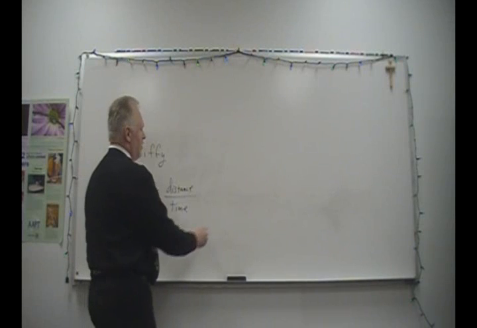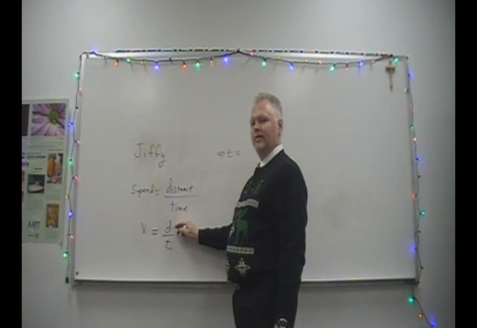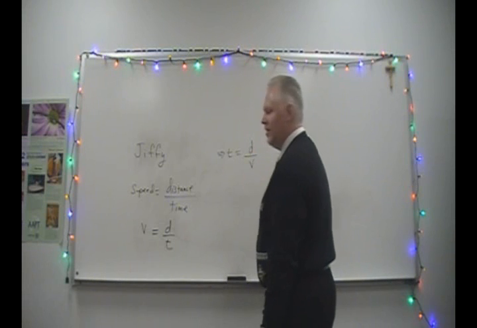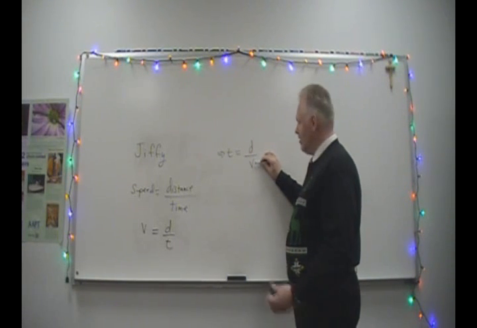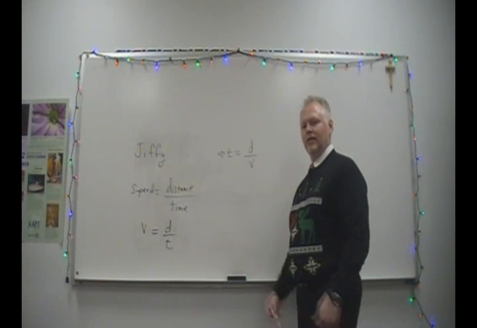So let's do that. Over here, I'll rewrite my formula. Time equals distance divided by speed. In fact, if you take any distance and you divide it by the speed that you're going, let's assume your speed stays constant, you can figure out the time of travel. So let's plug in our numbers.